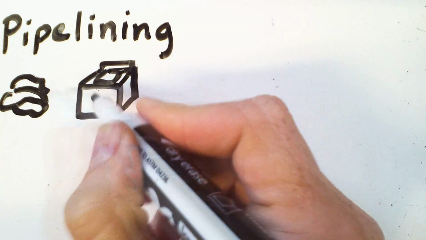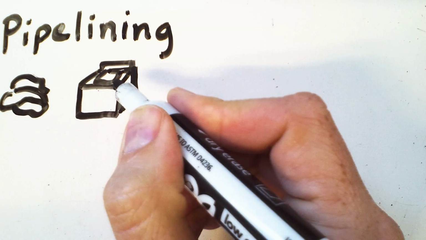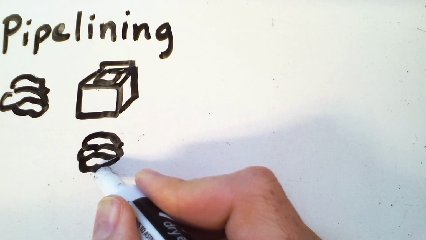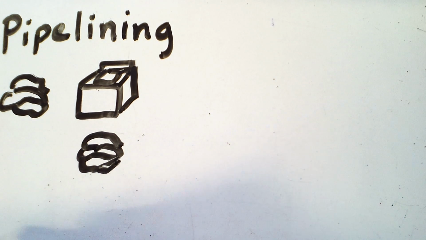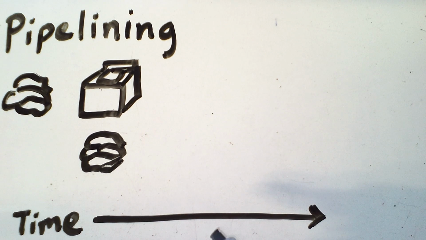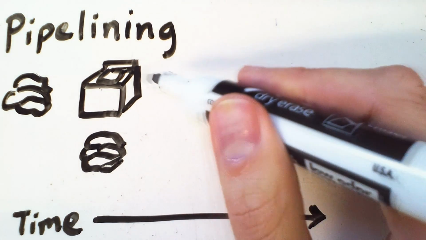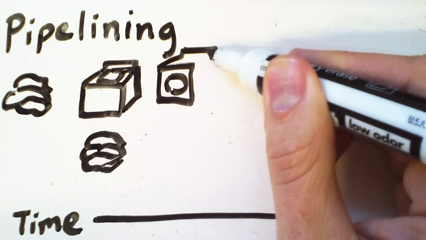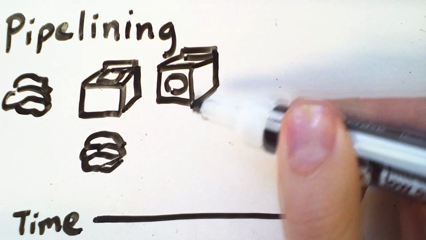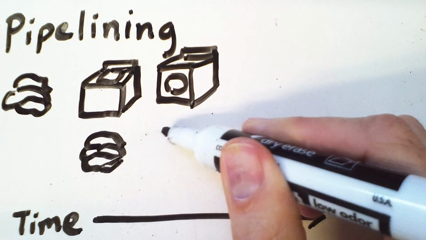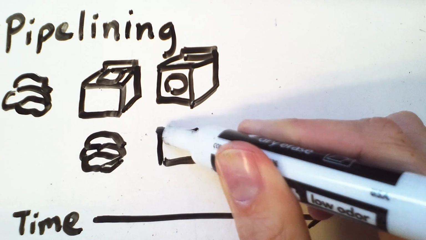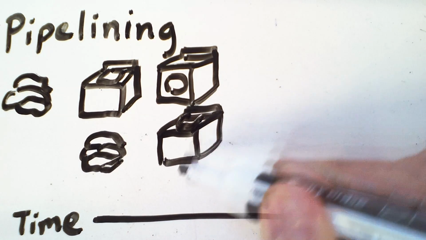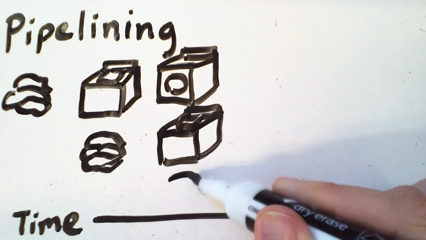And while the washer is running, you can go and gather up more dirty clothes for the next load. So these are happening at the same time. Once the washer finishes, you'll transfer this over to the dryer. And of course, this second load can now go in the washer. And you can go and find more dirty clothes.